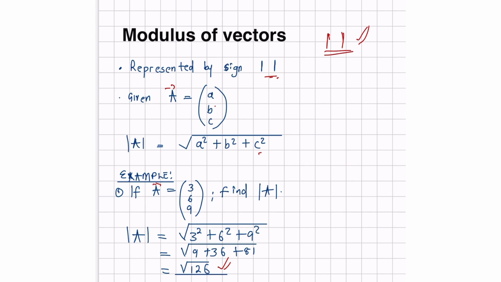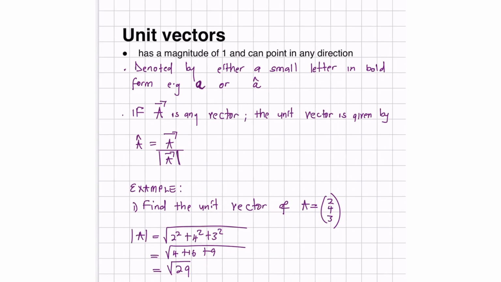Moving on to a concept of what we call unit vectors. A unit vector is a vector that has got a magnitude of 1, and it can point in any direction, as the statement here is saying. It can be denoted by either A in bold, or whatever small letter which is bolded, or an a with a cap, as this one. These two will tell you that the question is requiring you to look for a unit vector.